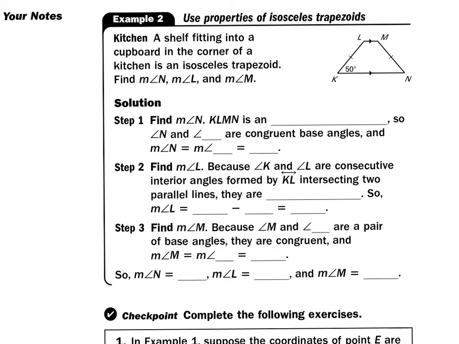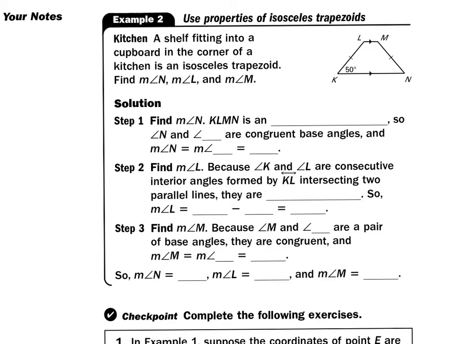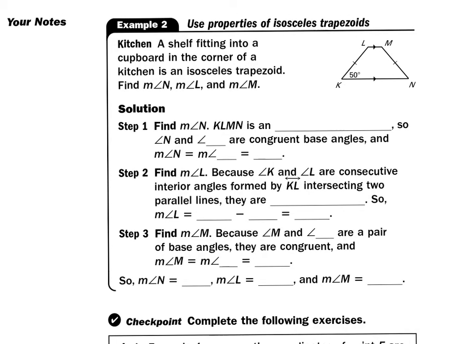Use properties. Okay, a shelf is fitting into a cupboard in the corner of a kitchen, the isosceles trapezoid. Find the different angles in it. Well, if it's an isosceles trapezoid, then we know the other one is also 50, right? And then we know that these two top angles are the same. So how can we figure out what they are?